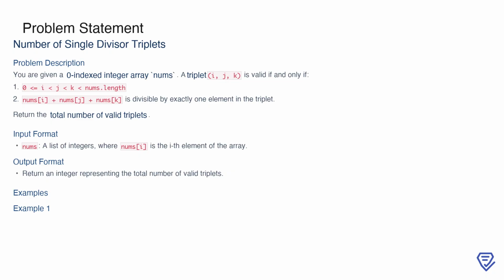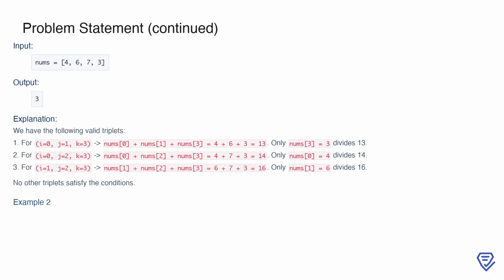The input is simply an array of integers, and the output is a single integer representing the count of valid triplets. Keep these requirements in mind as we explore some examples to clarify the problem further. Let's take a look at the first example. Here, the input array is nums = [4, 6, 7, 3]. The output is 3, and here's why.